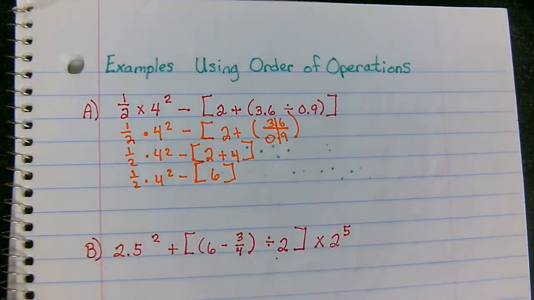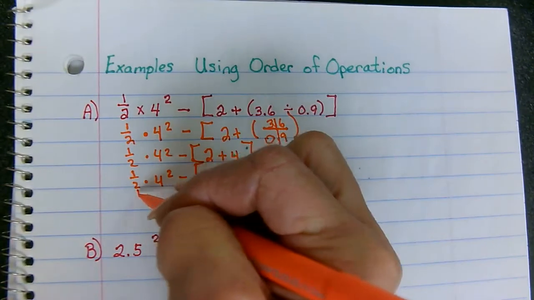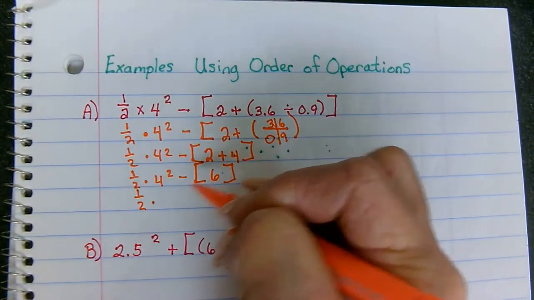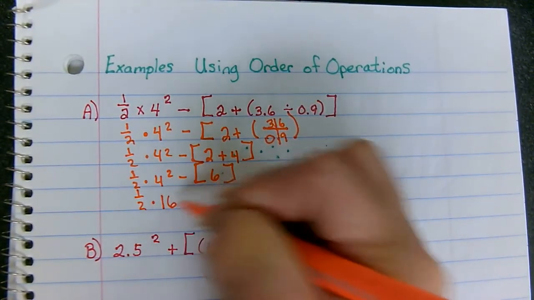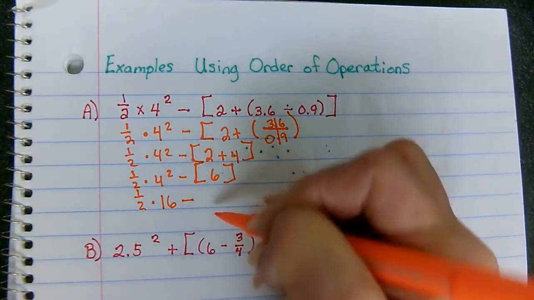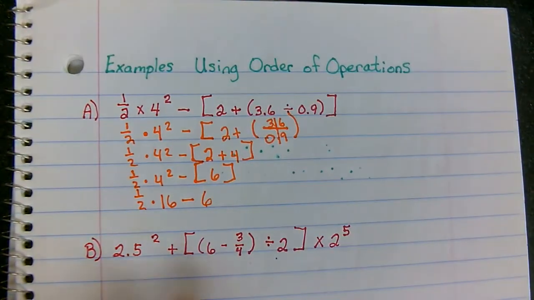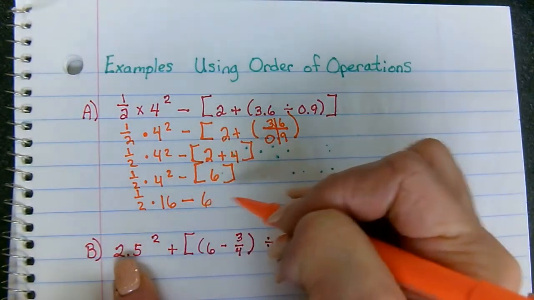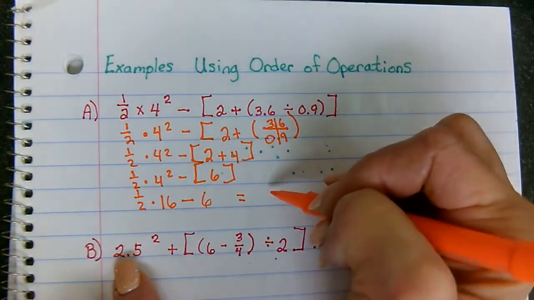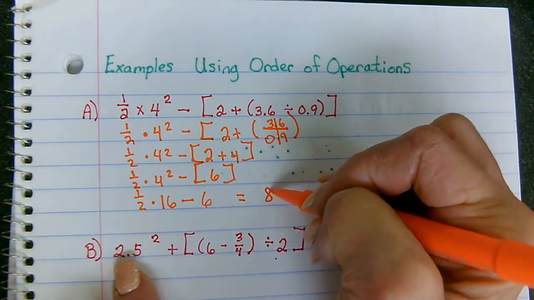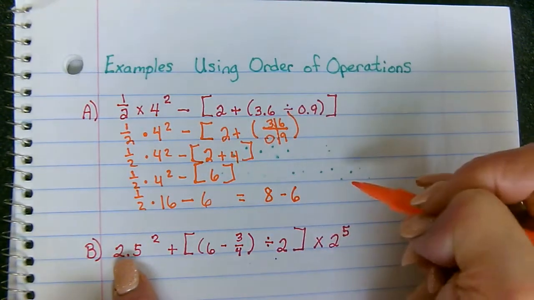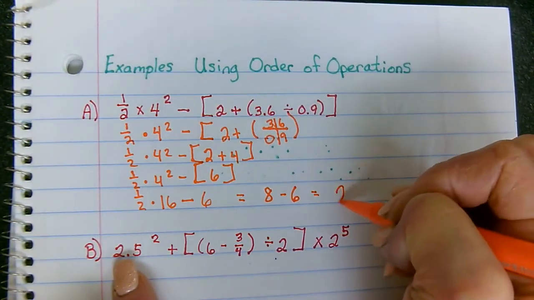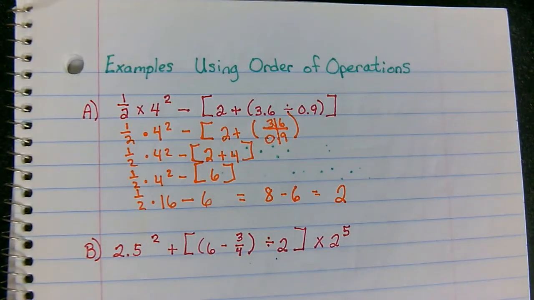The next thing is exponents. So I rewrite my 1/2 times 4 squared is 16, because 4 times 4 is 16. And I can get rid of this grouping symbol now and just put minus 6. So left to right, half of 16 equals, I'll just go over here, 8 minus 6, and 8 minus 6 equals 2. So that's how we do that one.